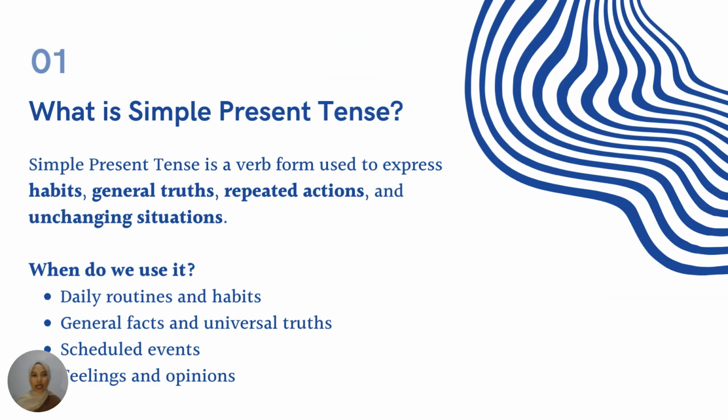And then, what is simple present tense? Simple present tense is a verb form used to express habits, general truths, repeated actions, and unchanging situations. And then when do we use it? The first, you can use simple present tense for daily routines and habits. Second, for general facts and universal truths. Third, for scheduled events, and fourth, for feelings and opinions.